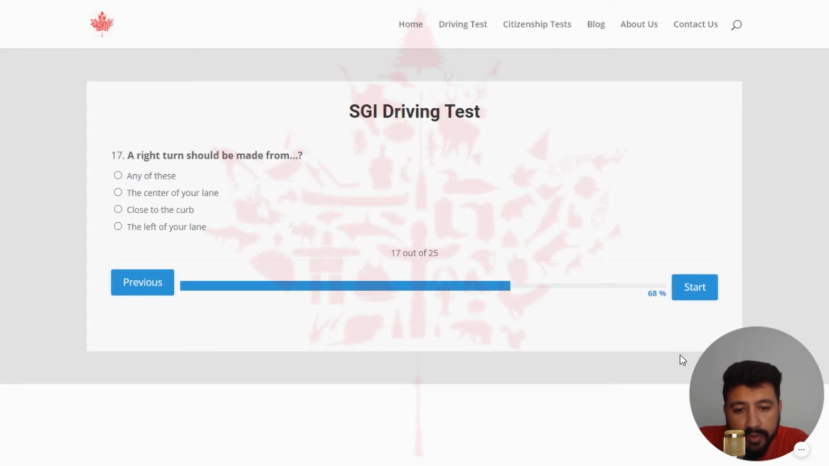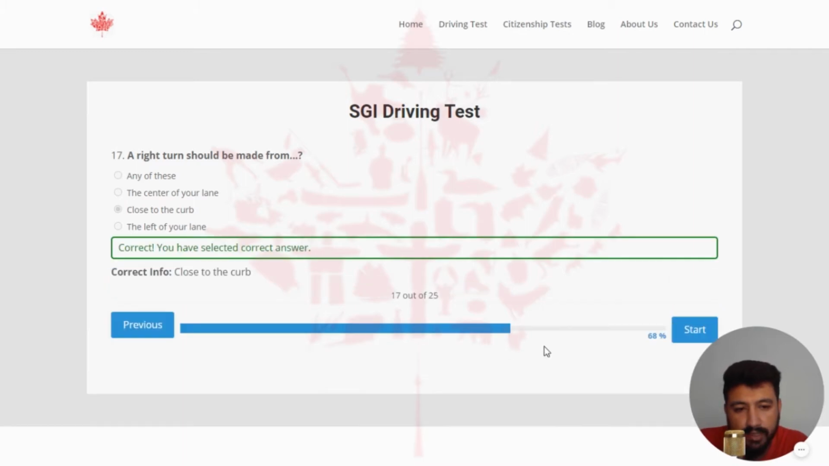Next, a right turn should be made from. The right answer is close to the curb. So let's click on the third one. Yeah, this is the correct one.